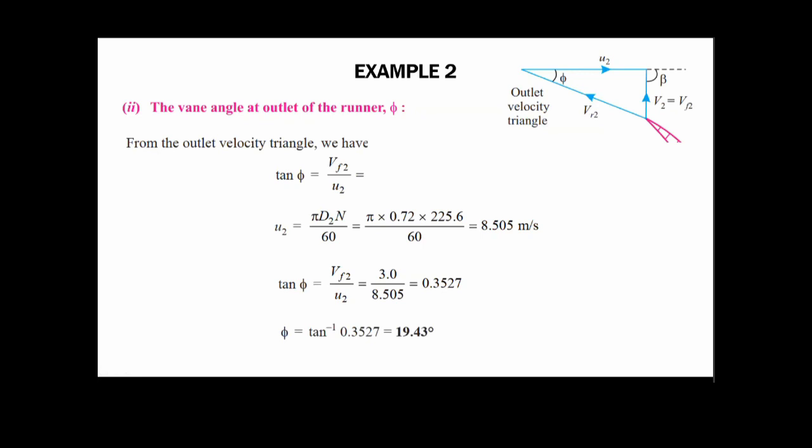So we have solved this example number 2. We have calculated the speed of the turbine, then the vane angle at outlet of the runner, or phi, and the hydraulic efficiency of the turbine.